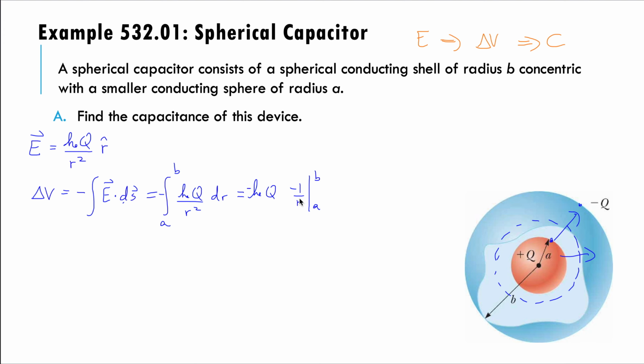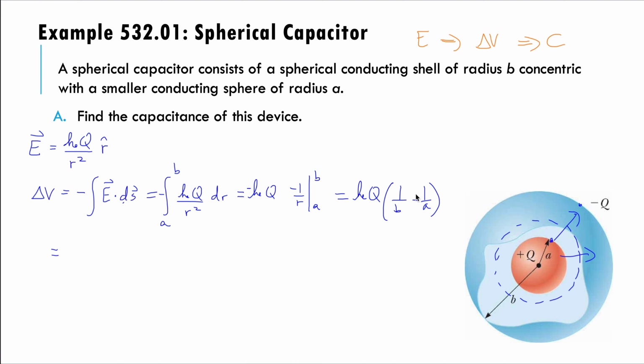Let's go ahead and plug in what we get here. Now we can cancel out these two negatives. We'll get k_e Q, and then we have 1 over b minus 1 over a when we put in the limits. So that is the potential difference. And the next thing we can do is rewrite it so we have a common denominator.